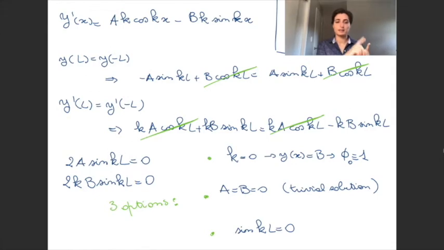2a sine kL equals 0 and 2kb sine kL equals 0. This gives us three options. Either sine kL is equal to 0, or a equals b equals 0, that is the trivial solution, not very interesting, or k is equal to 0. If k is equal to 0, then everything is 0, except that b can be non-zero. So we would have a solution that is the constant 1.